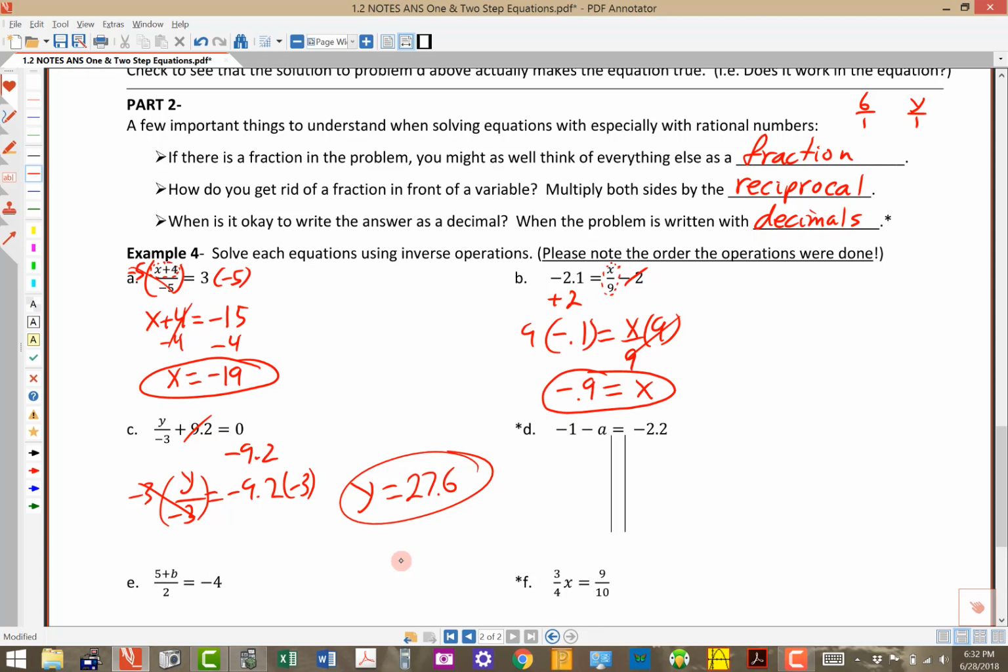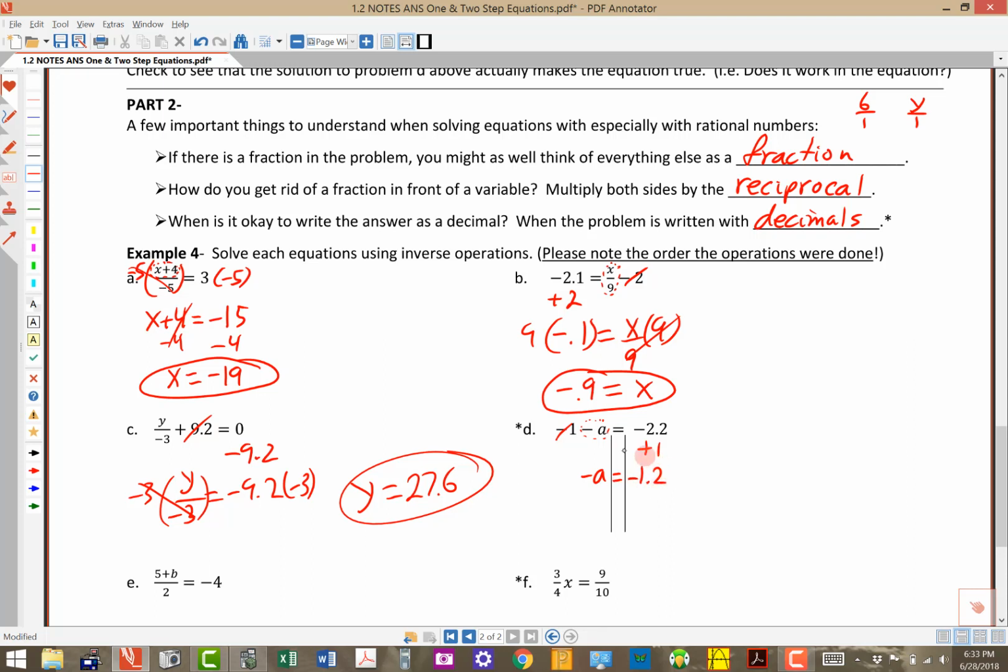This next one is kind of interesting for a couple of reasons. I am going to do this one with the bars right here. So notice that this, including the sign, that's the variable term. So we're going to get rid of this by adding 1 to both sides. So I'm going to add 1 over here. That's going to leave me with a negative a, and I'm going to write the equal sign. I'm just going to follow that right down here. And then I have negative 2.2 plus 1 is going to be negative 1.2.